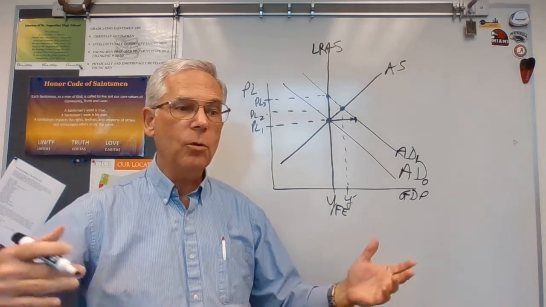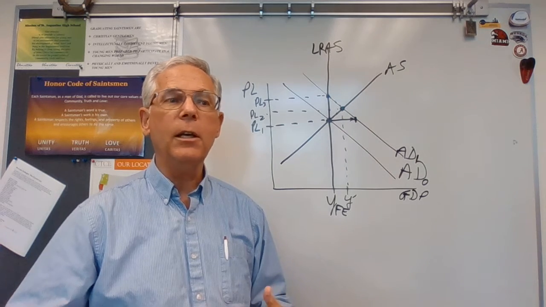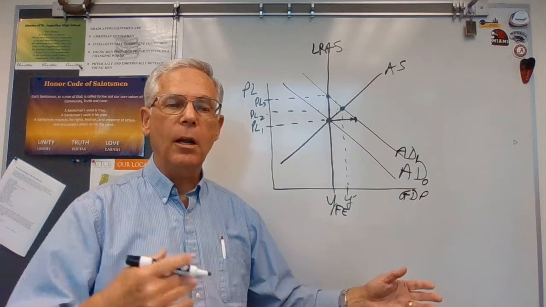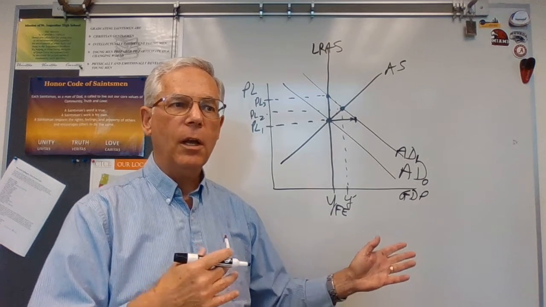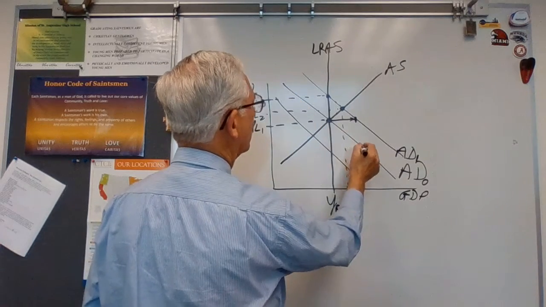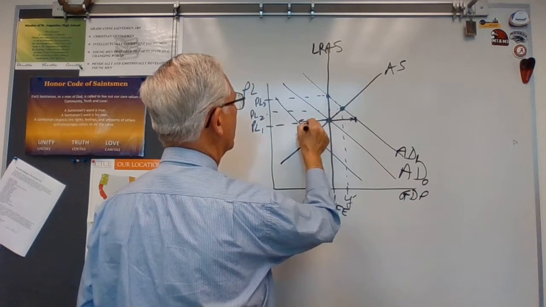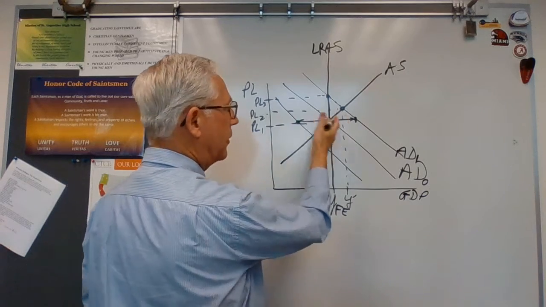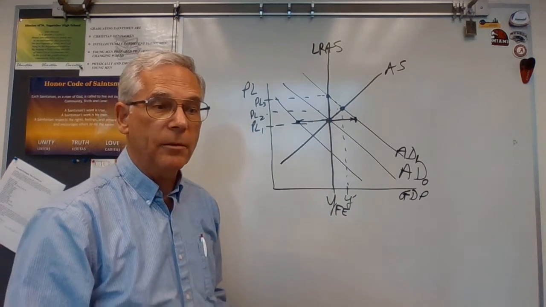You're not coming to school. You're not spending as much money on gasoline. People are not going to restaurants. Restaurants are closing. A lot of retail stores are closing. And so much less is being spent. Aggregate demand is shifting back that way. And there's a full multiplier effect going on right now.